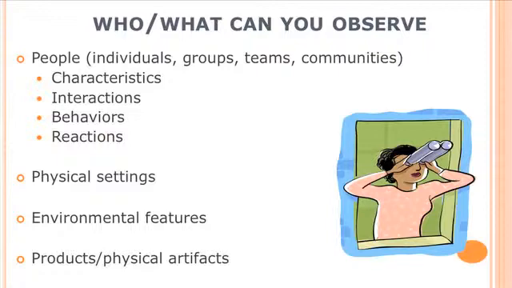Now, who can we observe, or what can we observe? We can observe individuals, groups, and communities. We can observe characteristics, interactions between people, behaviors, and reactions. We can observe physical settings and environmental features, and we can also observe products or physical artifacts.